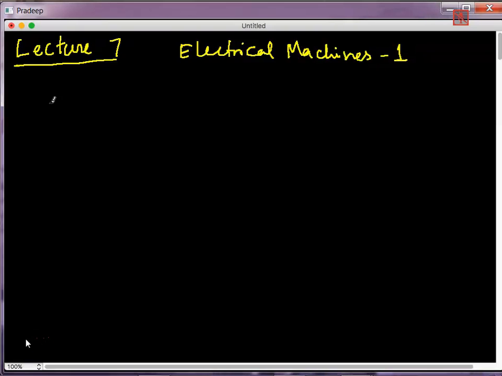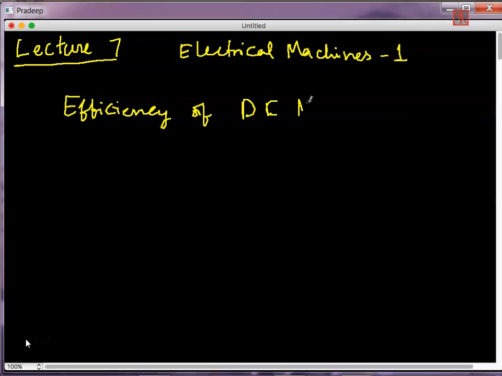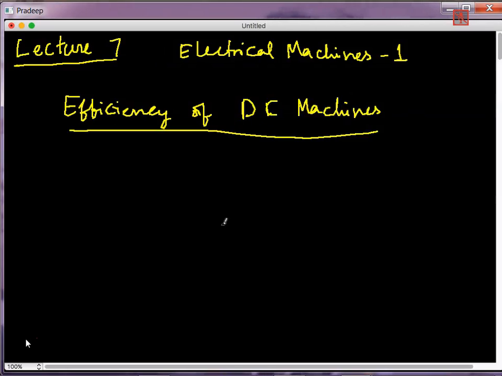So what I want to do in this lecture is briefly talk about efficiency and losses in efficiency of DC machine. So this is the topic, and if time permits, we will also talk about armature reaction of a DC machine. So for the time being, we'll just go with this topic.